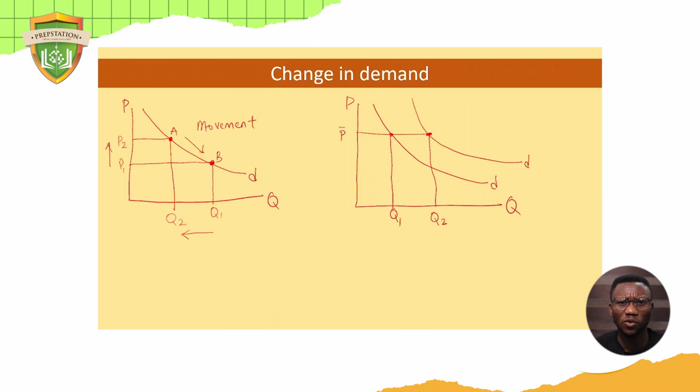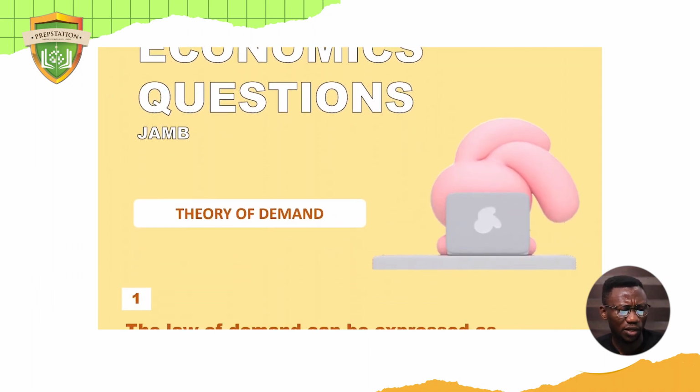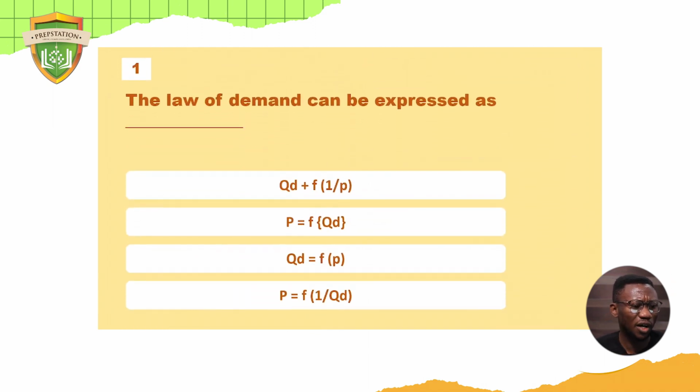And let's take some questions on demand. Let's take some JAMB questions actually about demand. Let's talk about demand quickly. So let's look at the first one. The law of demand can be expressed as, can you spot the answer? I told you from the start of the video, it has to do with what? Price and quantity. That means quantity demanded is a function of price. And you can see the answer right there.